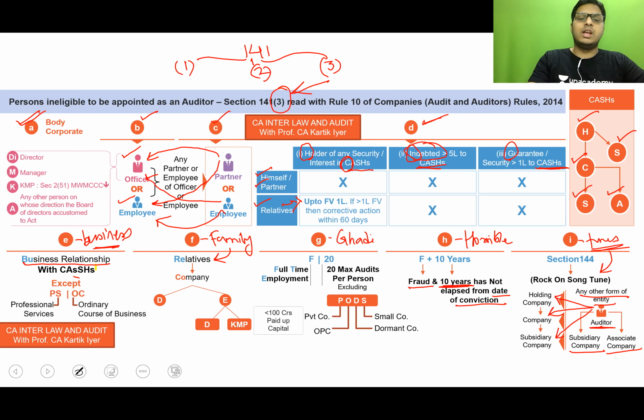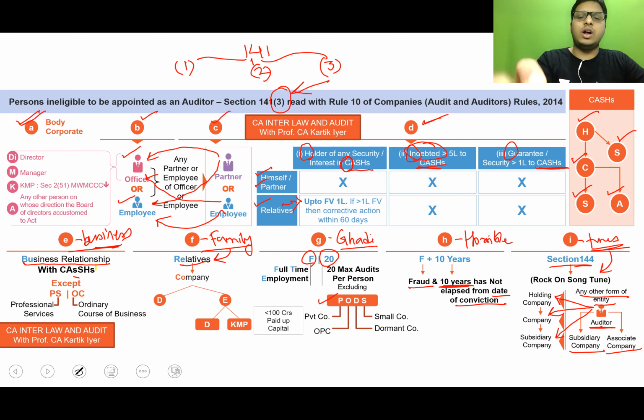Now, after that, we went into E. E is business. F is family. So with family, you'll remember relatives. G is Ghadi. Ghadi means time. So the audit has no time because he is in full-time employment elsewhere, or he already has 20 maximum audits. In the 20 maximum audits, you will exclude what pods. H is horrible. Horrible means fraud, and 10 years have not elapsed from the date of the conviction. And then after that, you have I, that is your rock on song tune. That is what we sang.